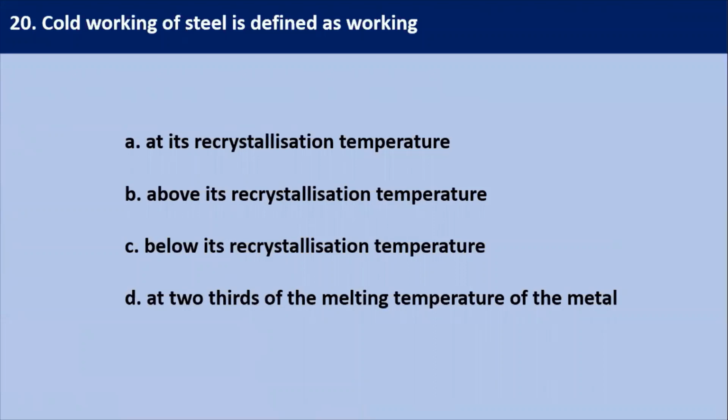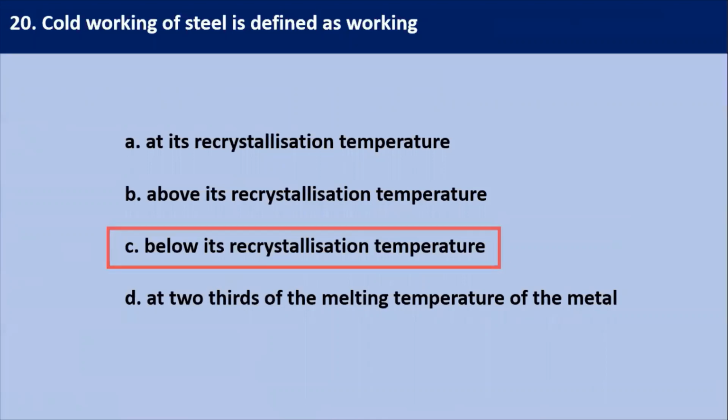Next question. Cold working of a steel is defined as working... Now, we know that cold forming or cold working is any metal working process in which metal is shaped below its recrystallization temperature, usually at ambient or room temperature. And that's why our answer is below its recrystallization temperature.